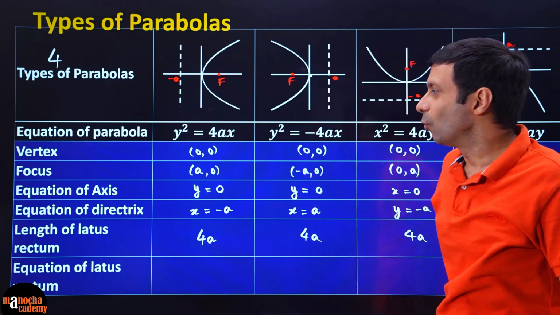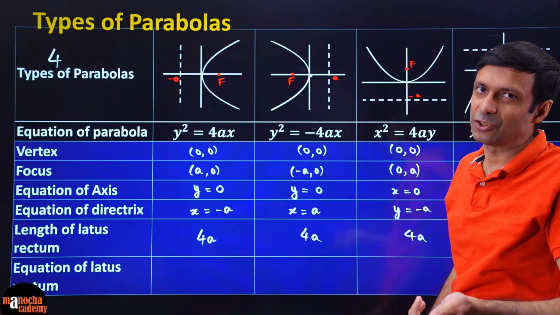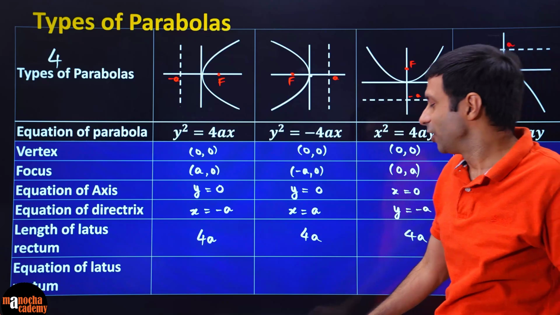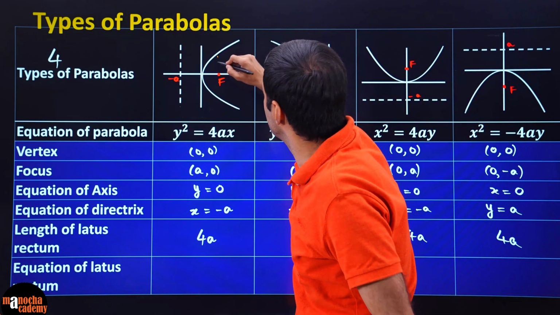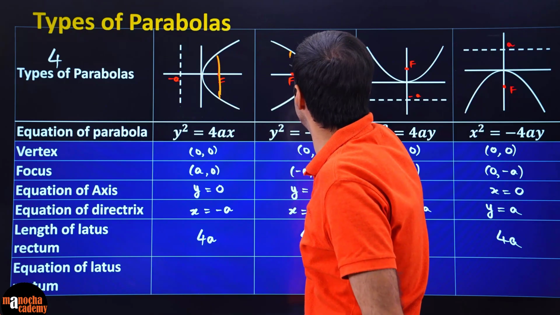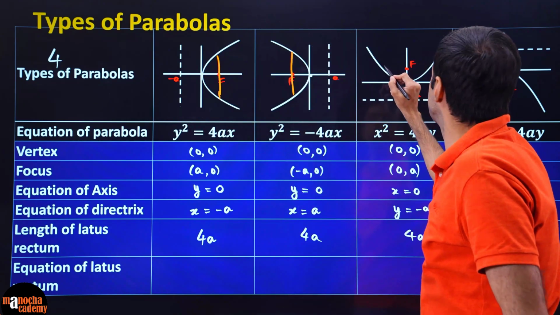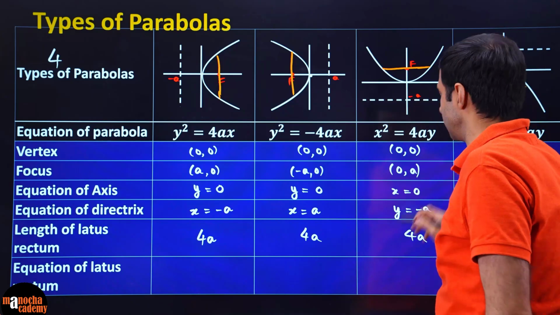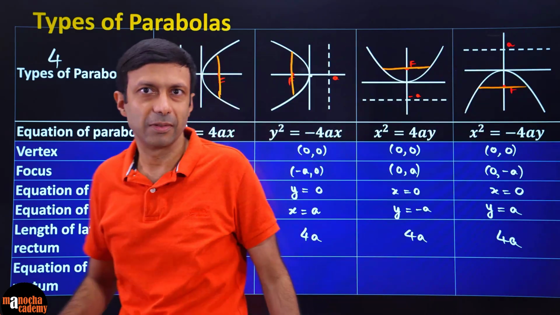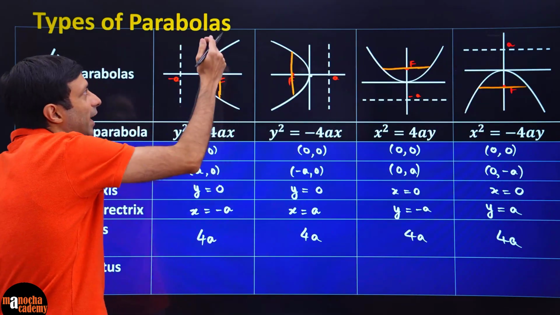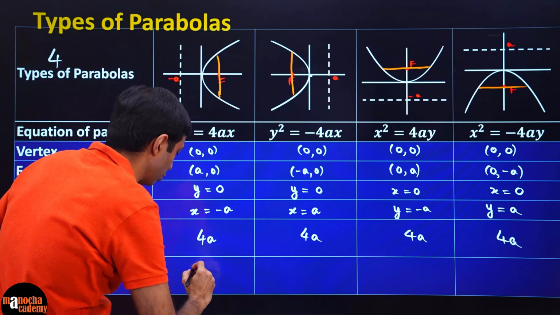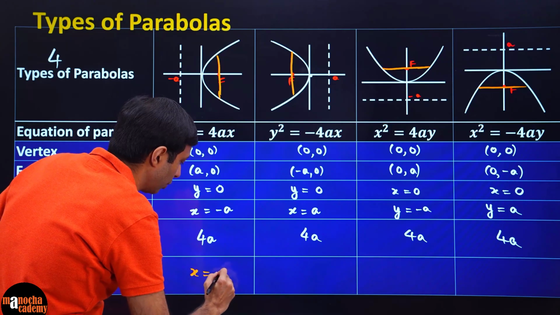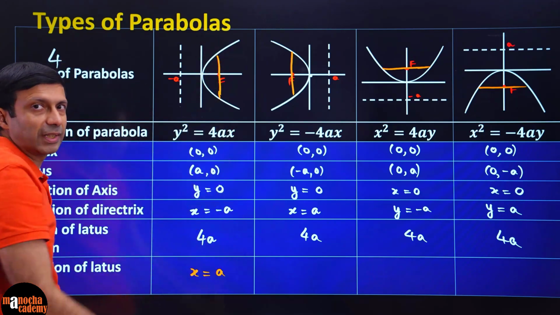And the last point, what will be the equation of the latus rectum? So now we'll have to draw it out to see where our latus rectum is. So the latus rectum here is this one. For the right-handed parabola, for the left-handed parabola, it is this line. For this one, it is this line, and here it's this line. So what will these equations be? Simple. This is passing through a, 0, right? And this is the x value. So we can say x equal to a. The x value is always fixed.